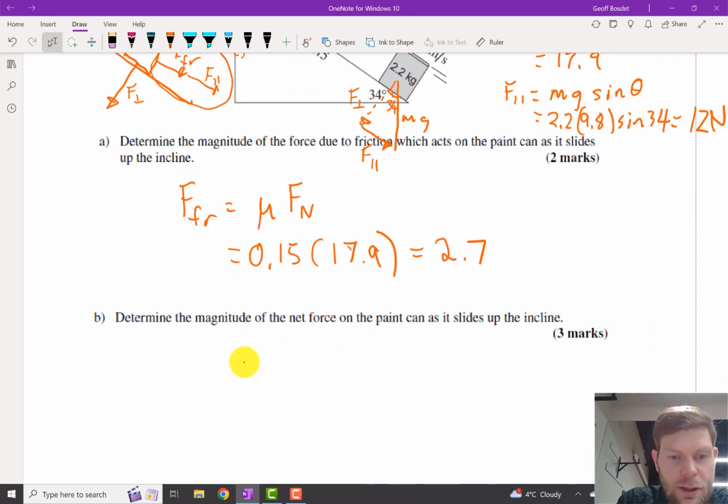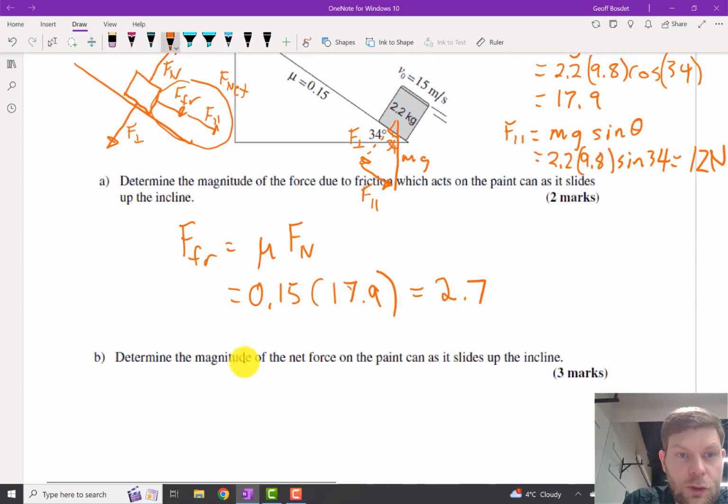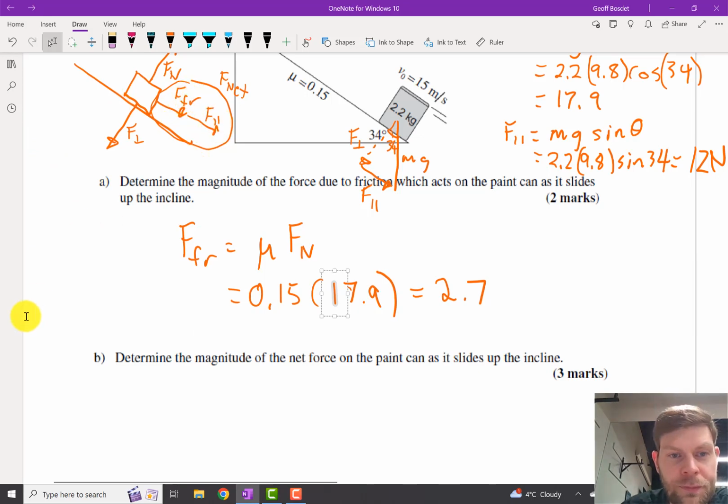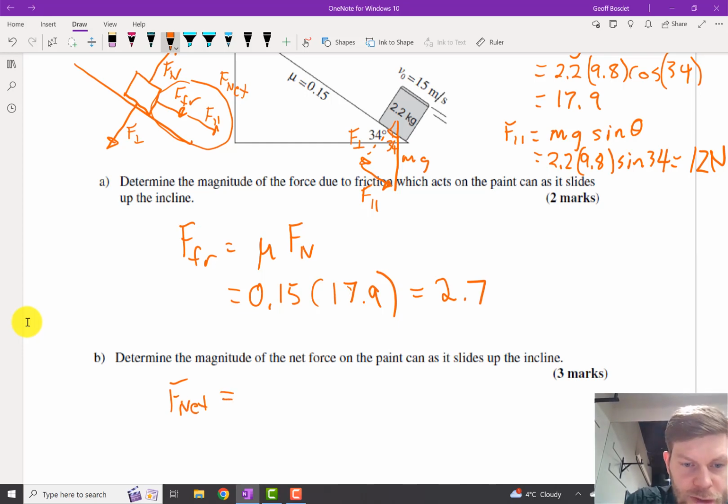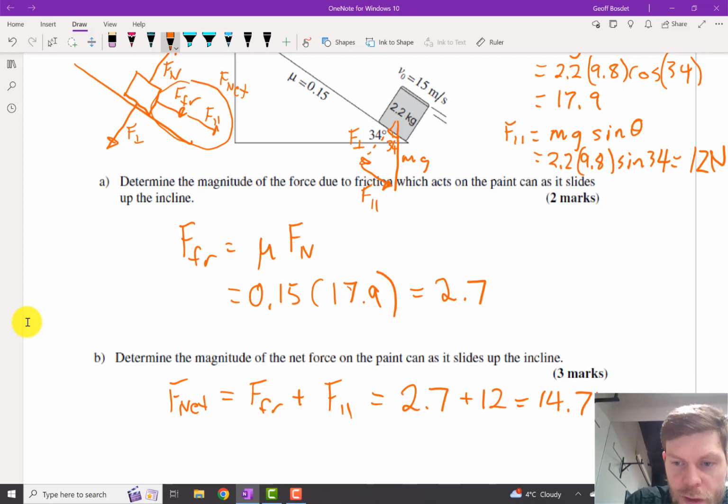And then the magnitude of the net force, we said net force is the uncanceled force, which in this case is friction and F parallel. So F net, in this case, after it leaves whatever launched it, is just equal to the force of friction plus F parallel. And we know both of those. So we know it's 2.7 plus 12. So that is 14.7 newtons.